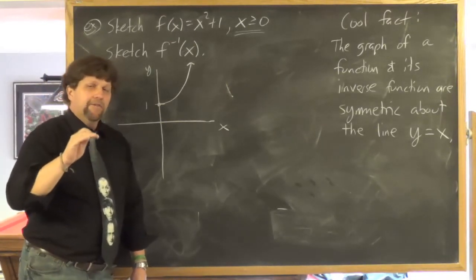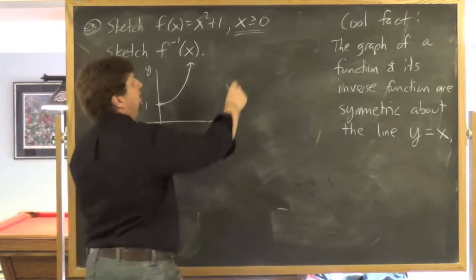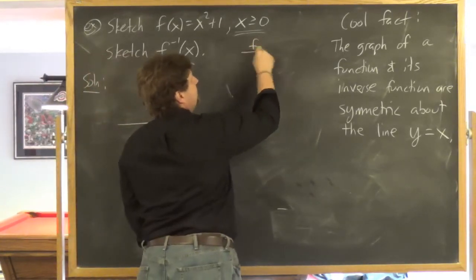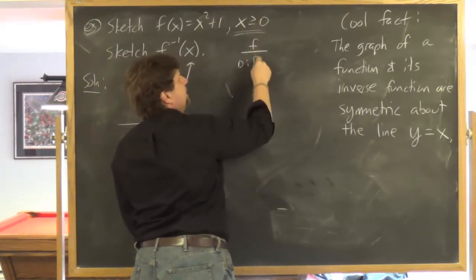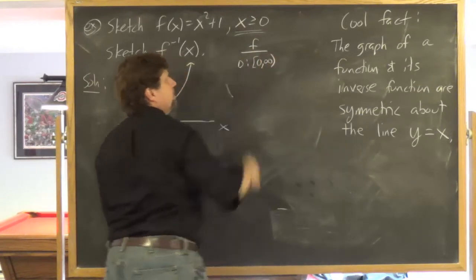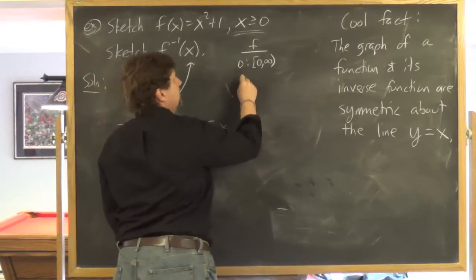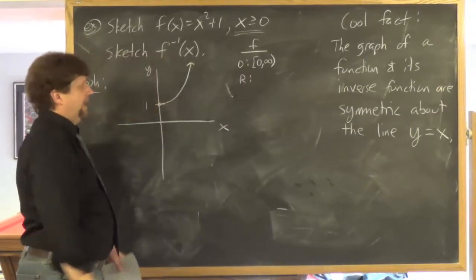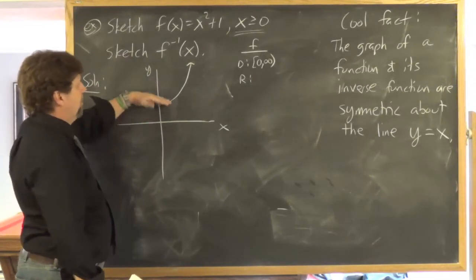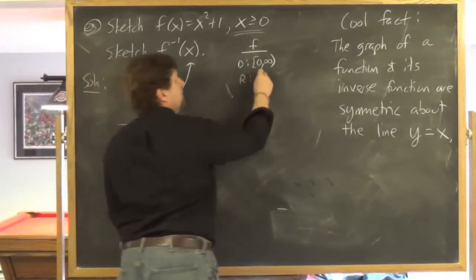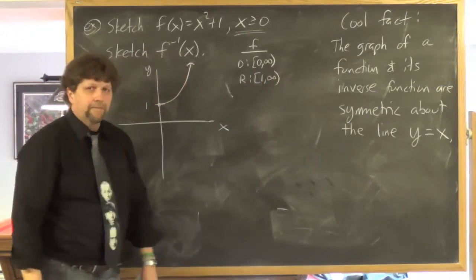Before we do the graph of the inverse function, let's make some quick observations. For the function, the domain, x is greater than or equal to 0. So that's the domain. The range, well, let's look at the range. Looks like the smallest number in the range is 1, so it goes from 1 up to infinity. So 1 to infinity is the range.